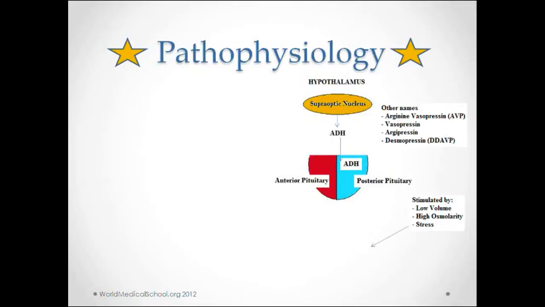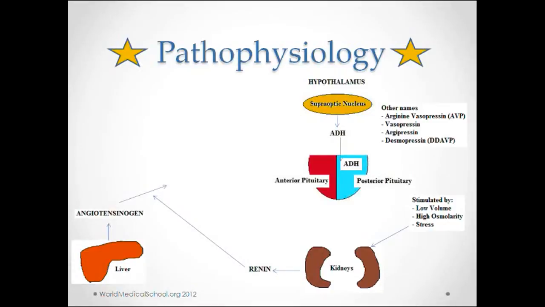When the kidney gets a signal that the body is low in volume, it secretes renin from the juxtaglomerular apparatus with input from the macula densa. Renin then converts angiotensinogen from the liver to angiotensin 1. Angiotensin 1 is then converted by angiotensin converting enzyme from the lungs to angiotensin 2. Angiotensin 2 has four functions.